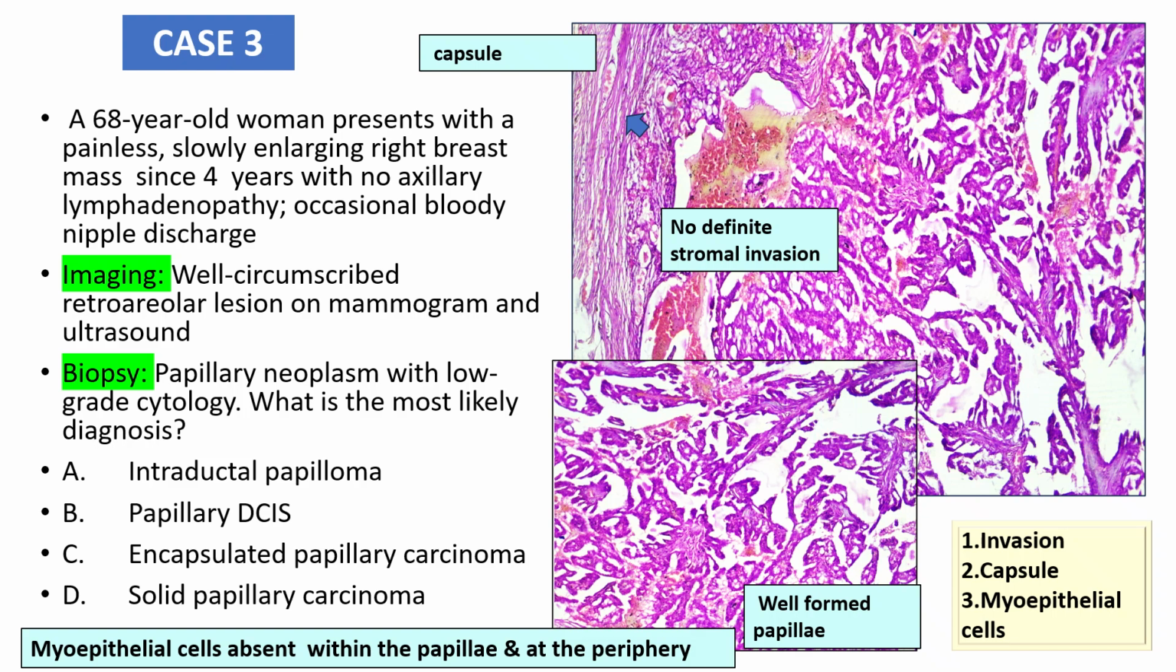Why is it not intraductal papilloma? In intraductal papilloma, myoepithelial cells will be preserved in the center and also at the periphery, and there will not be any capsule. In papillary DCIS, the myoepithelial cells will be present only at the periphery and no capsule. In solid papillary carcinoma, if it is in situ, myoepithelial cells will be present at the periphery and it will be solid architecture. If it is invasive solid papillary carcinoma, definite stromal invasion will be present and there will not be any capsule. So it is a case of encapsulated papillary carcinoma.